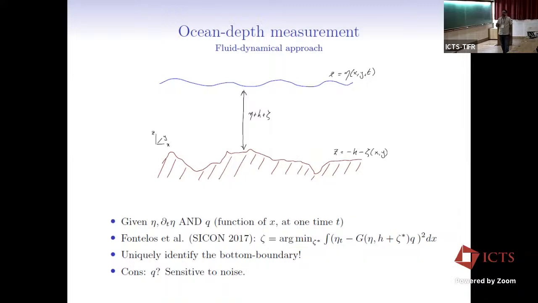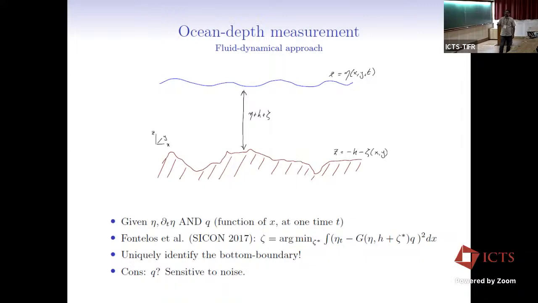They prove a nice result, basically saying that you can uniquely identify the bottom boundary. This minimum exists, and it is the unique solution. Essentially, the argument is elliptic continuation, or if you want to think about it in 2D, analytic continuation. That's why the uniqueness comes. There's only one harmonic function which satisfies that Dirichlet condition and that Neumann condition on that boundary.